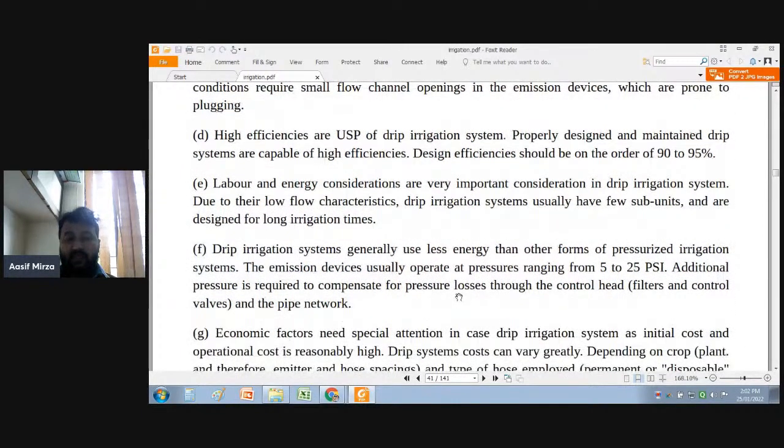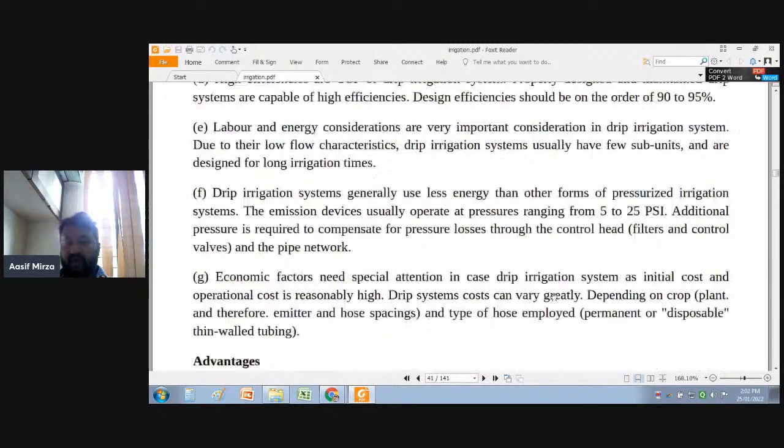Now, drip irrigation systems generally use less energy than other forms of pressurized irrigation systems. The emission devices usually operate at pressures ranging from 5 to 25 psi. Additional pressure is required to compensate for pressure losses through the control head, filters and control valves, and the pipe network. Economic factors need special attention in the case of drip irrigation systems as initial cost and operational cost are reasonably high. Drip system cost can vary greatly depending on crops and type of hose employed.